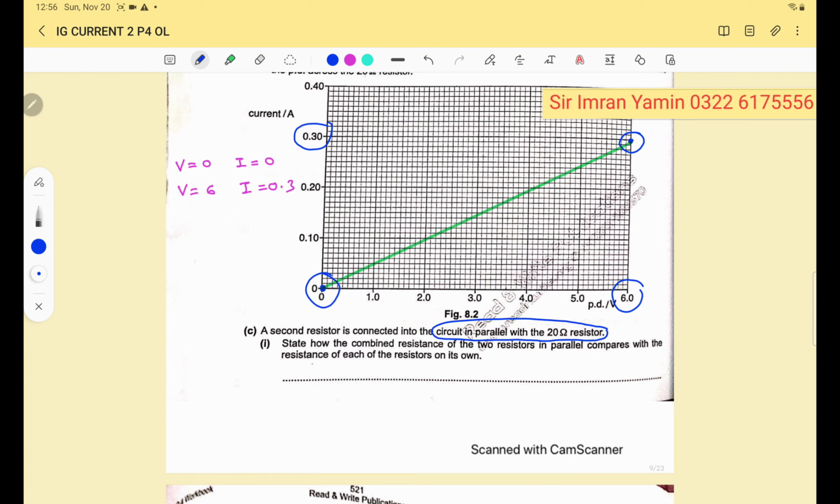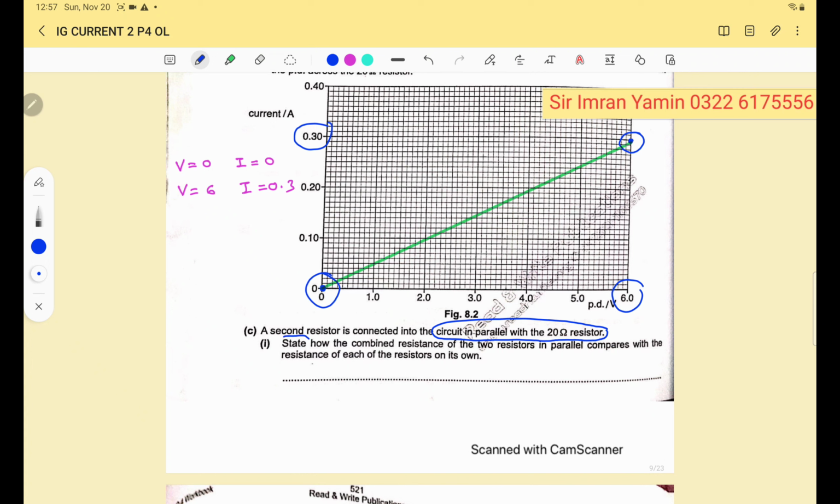So remember, when resistors are connected in parallel, Afra, can you tell me, what will change in the total resistance? Will it increase or decrease? Yes, in a series circuit, total resistance increases. When you add any resistance, it increases the total resistance. But when you connect a parallel resistor, the total resistance decreases.